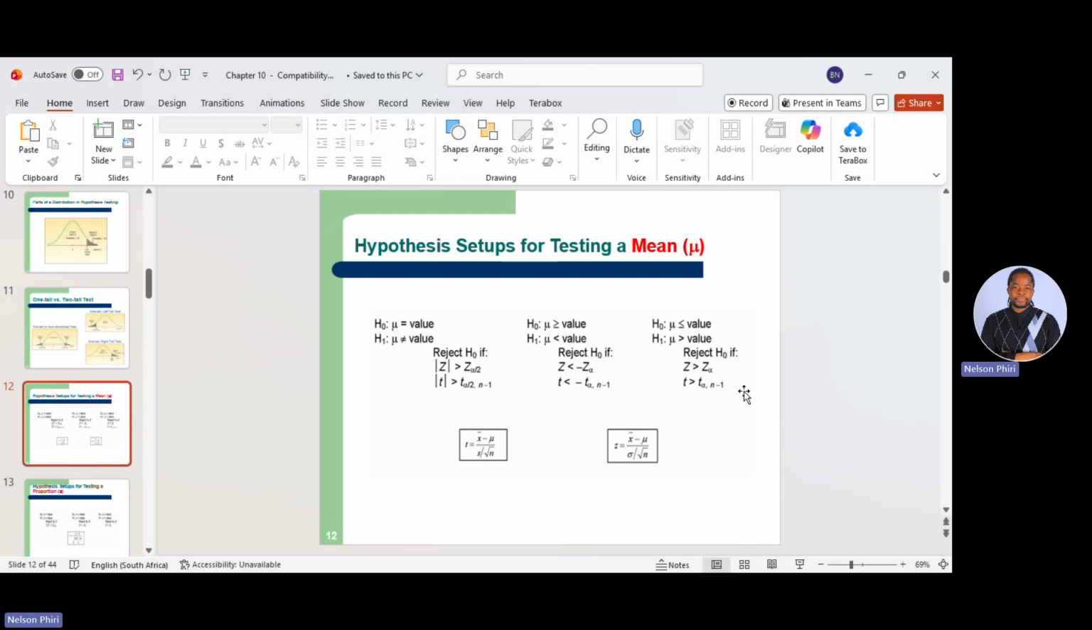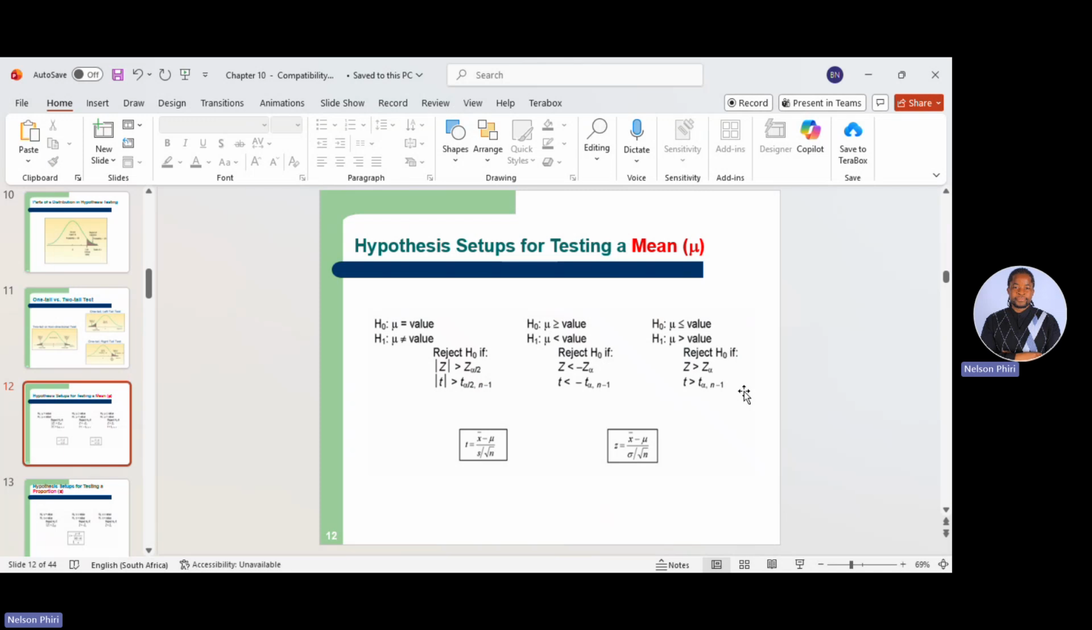As well, if you have H naught: mu is equal to a certain value, then you have your alternative: mu not equal to a certain value. That is telling you it is a two-tailed test. So you look at the upper tail and the lower tail, which is why you have the magnitude of Z alpha divided by 2. If you're doing a two-tailed test, you get your alpha value and divide it by 2 to get your Z value. Then the test statistic there is x bar minus mu, divided by the sample standard deviation divided by the square root of n. That is your test statistic for a two-tailed test.